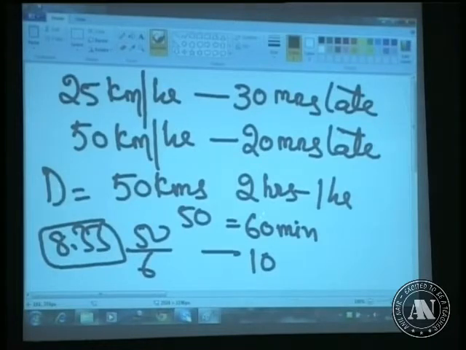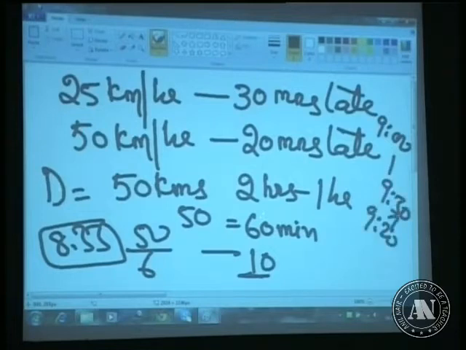Let him change the question. Once you are good in concepts, whatever he wants to do, let him do it. Concept remains the same. Why it is 10? Is it clear? Assume that he is reaching at 9 o'clock. 30 minutes late, 9:30. 20 minutes late, 9:20. 9:30, 9:20. What is the difference? 10. Clear? Next one. These are all the variations, sir. Shall I go ahead?